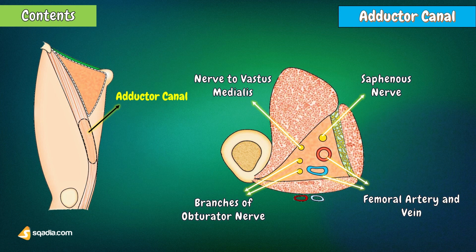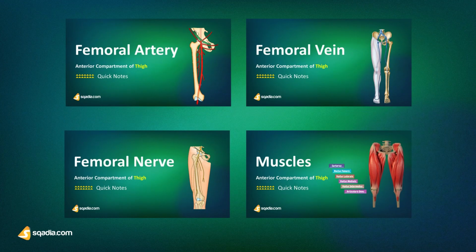That is all about these two anatomical landmarks of the anterior thigh. Now let's dive in and talk about the structures found in the anterior compartment of the thigh in detail.